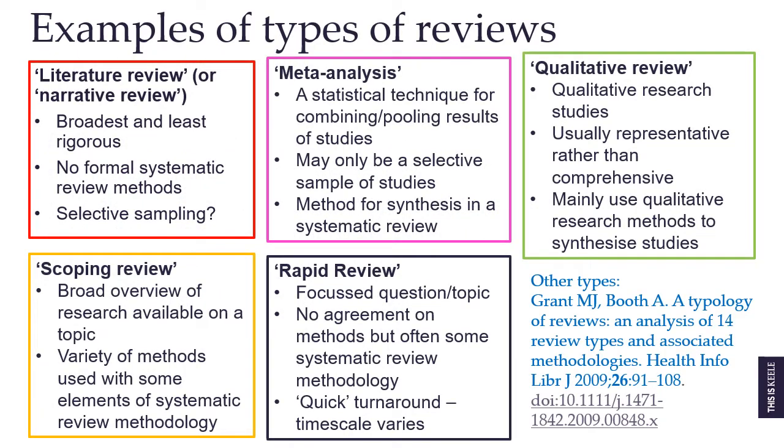You'll see many different terms for systematic reviews in the literature. These are just a few of them. They range from literature or narrative reviews, which are the broadest, to more rigorous systematic reviews and methods that are used within them.